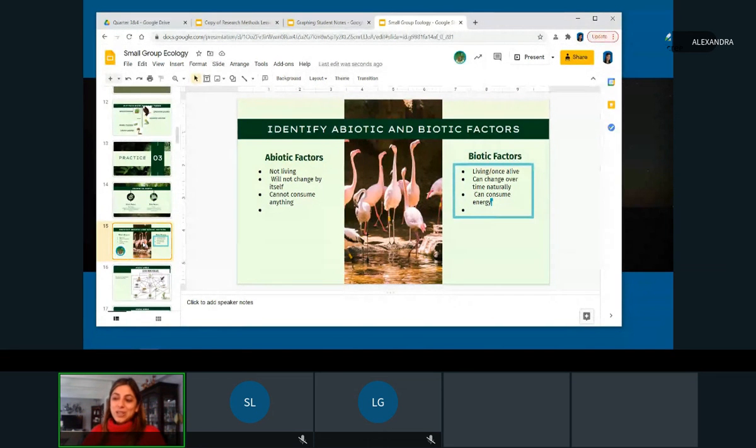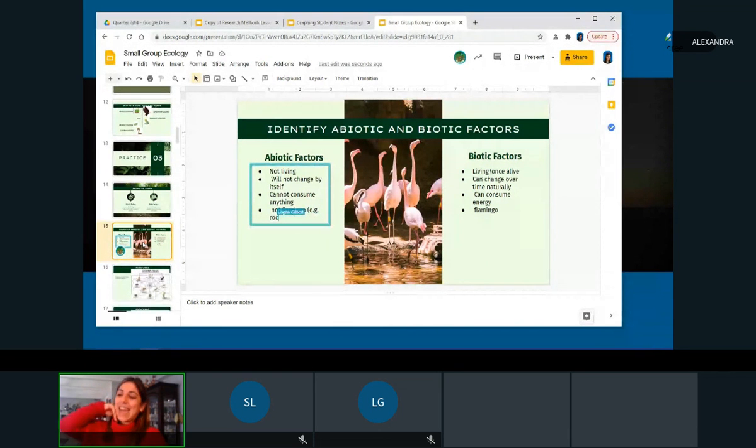But what I really want you guys to do is take a look at the image of the flamingos and the environment that it's around, and I want you to identify any abiotic and biotic factors. So Logan, yes, flamingos would be considered a biotic factor, but not flamingo. Okay, there we go. I want you to be a little bit more specific.